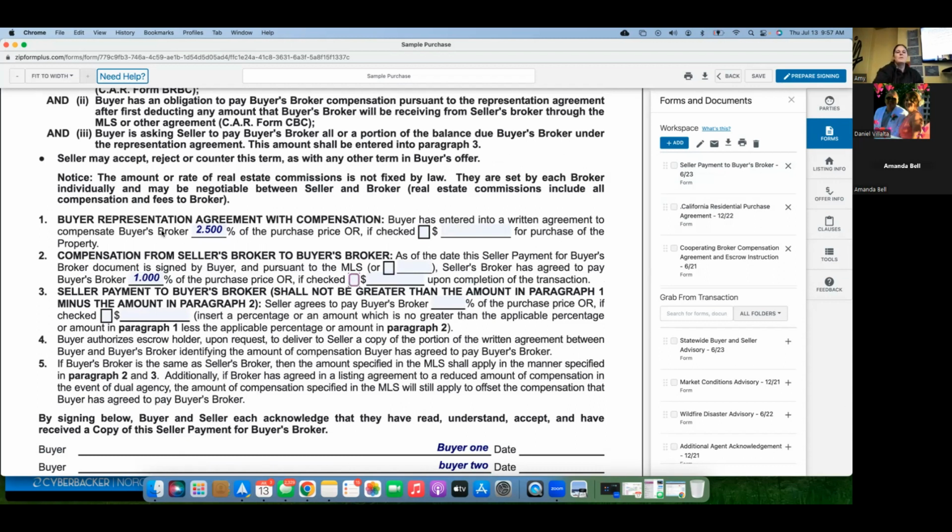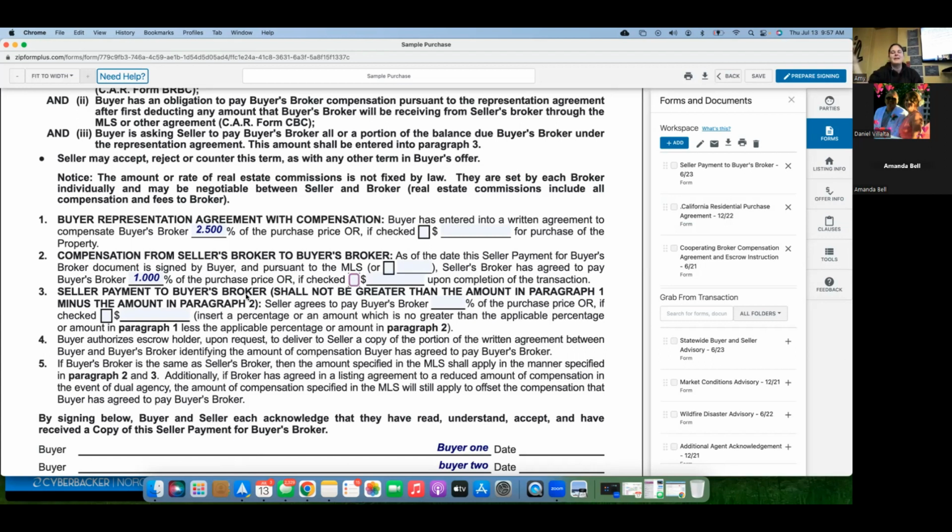So, right. So line 1 goes with what's in that BRBC. Line 2 is what's in the MLS. And then line 3 is seller payment to buyer's broker. This shall not be greater than the amount in paragraph 1 minus the amount in paragraph 2.